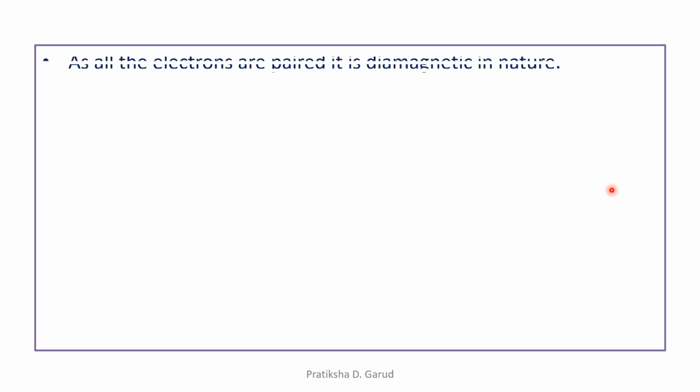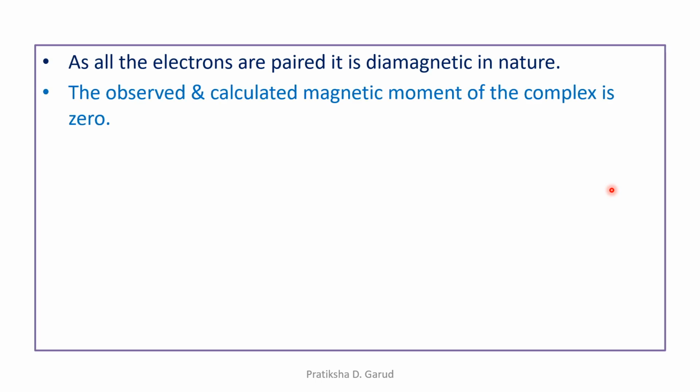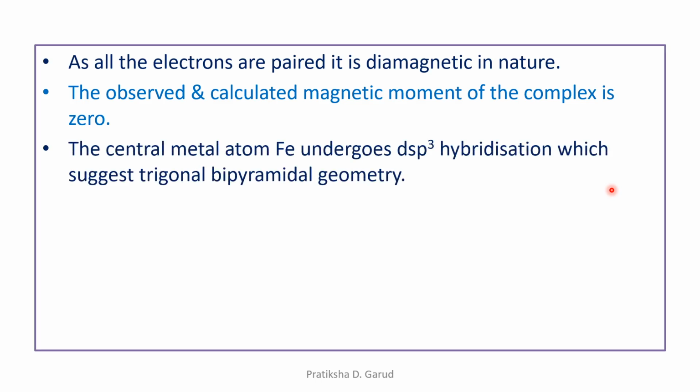Further we can say that as all the electrons are paired, it is diamagnetic in nature, and the observed magnetic moment of the complex is 0. Why? Because the number of unpaired electrons is 0. Then the central metal atom Fe undergoes dsp3 type of hybridization, which suggests the trigonal bipyramidal geometry. So the trigonal bipyramidal geometry is like this for Fe(CO)5: in a trigonal fashion, we have the 3 carbonyls, then out of the 2, 1 carbonyl is above and the second carbonyl is below, which is called the trigonal bipyramidal geometry.